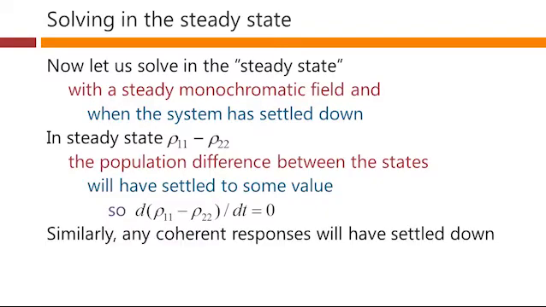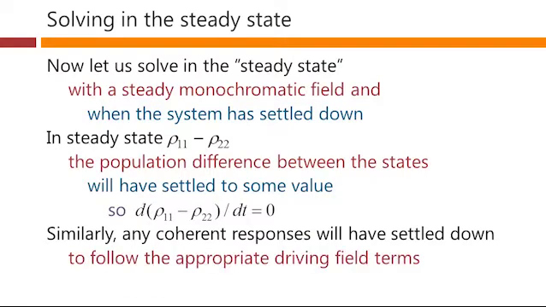Similarly, any coherent responses will have settled down to follow the appropriate driving field terms. So we expect d beta 21 by dt also to be 0. There will still be oscillation in the off-diagonal terms of the density matrix, but this slowly varying part will have settled down and it won't be changing in time anymore. Remember, the applied field was at frequency omega, and this term has that oscillation taken out of it.